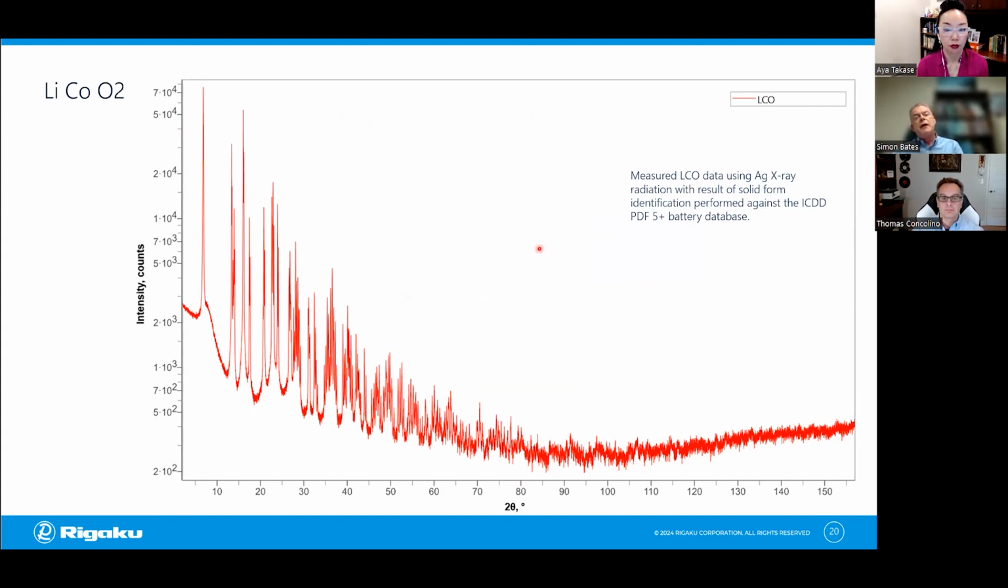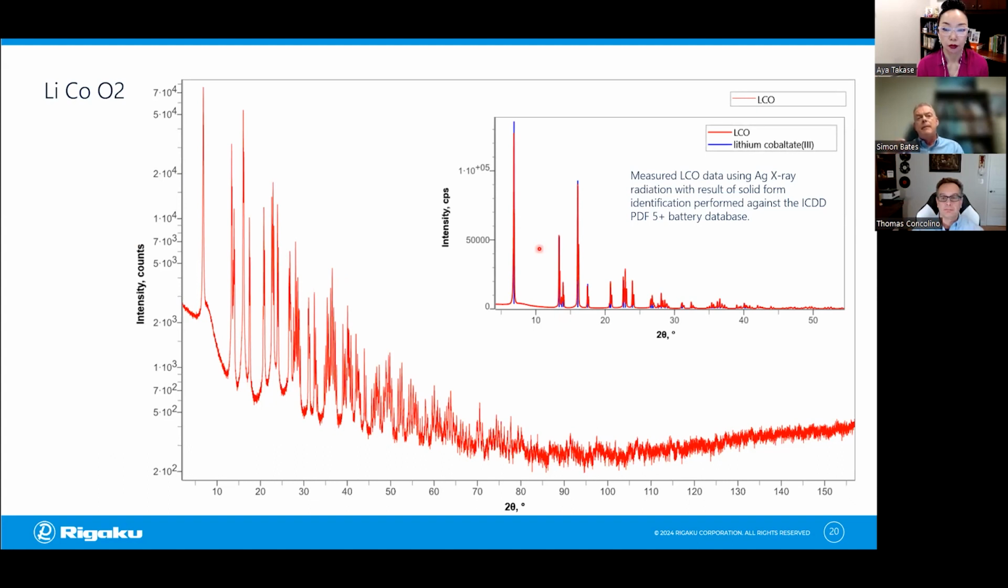Once I have that data, the first thing I like to do with any active battery material is make sure it's the right material. So many times you buy some cathode material or you synthesize it and it's just not the right stuff. So the first thing I do is pass it through a search match against the ICDD PDF-5+ battery database. Very useful to have, it has almost all the current relevant battery materials. And I can identify that immediately as lithium cobalt oxide.